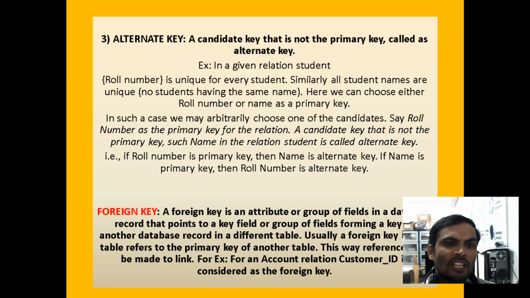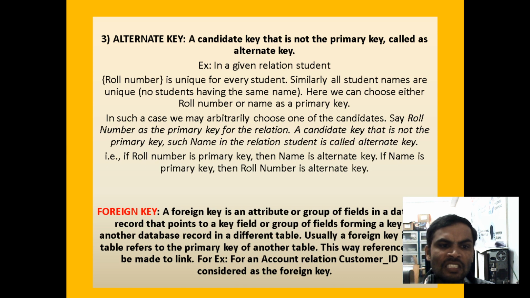Next, coming to the alternate key. A candidate key that is not a part of the primary key we call an alternate key. Under the candidate key, when you declare one that is not a part of the primary key, we call it an alternate key. In the given relation, roll number is unique for every student. All student names are unique; no student has the same name. We can choose either the roll number or the name as the primary key.